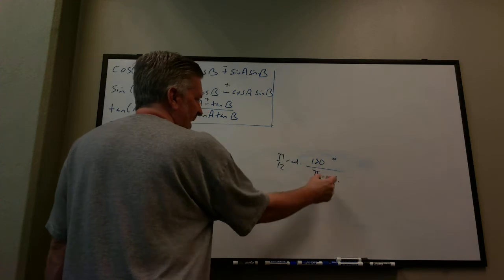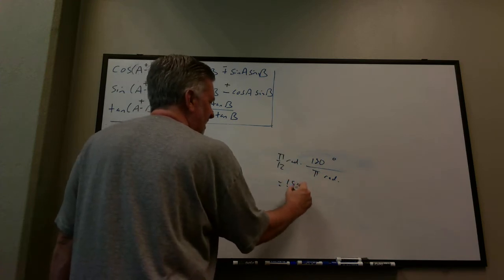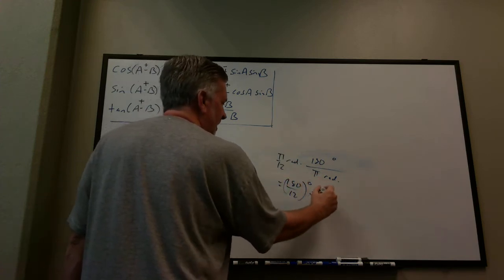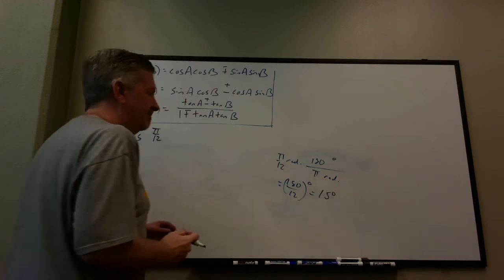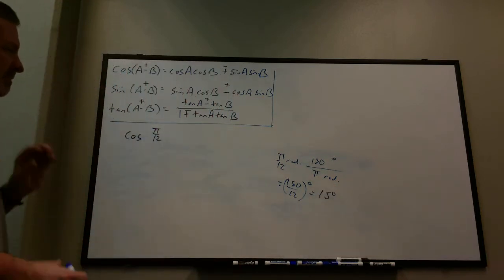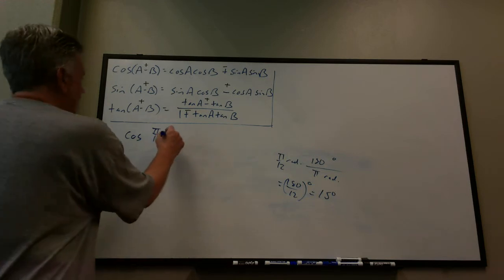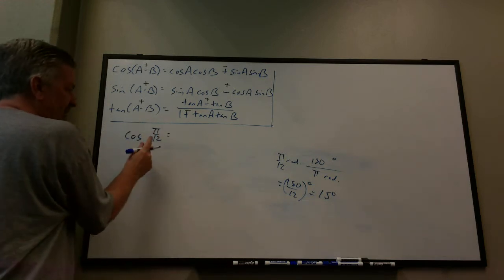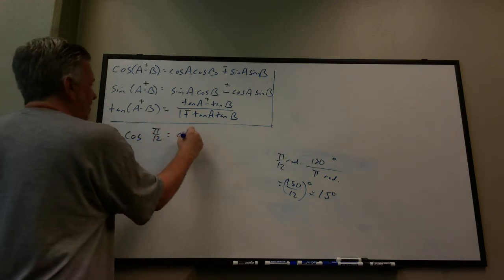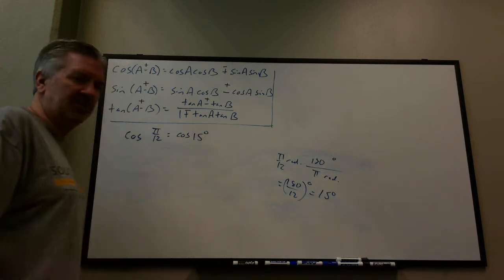Okay, and so the pi's cancel and you get 180 over 12, and I believe that's 15. Okay, so this is the same. Now, I'm not saying this whole thing is 15 degrees, just this angle. So pi over 12 is the same thing as 15 degrees.